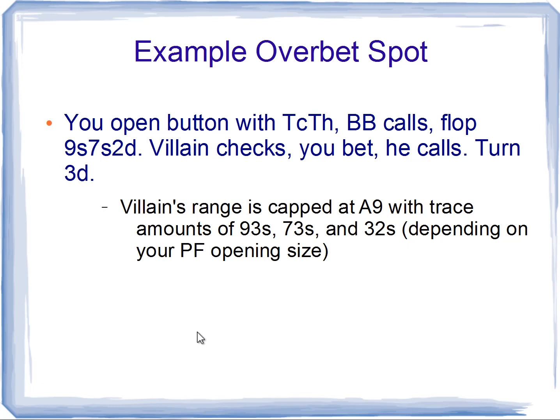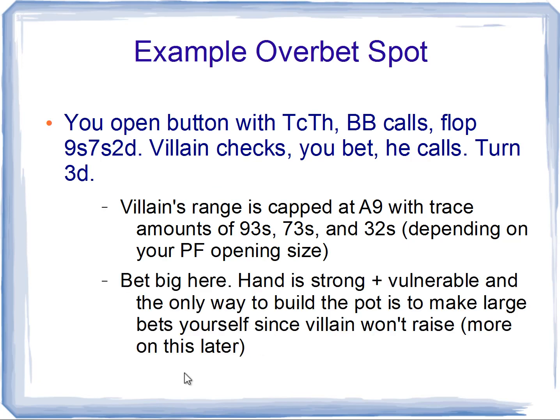with trace amounts of two pair, so he might have a couple of those two pair combos that we listed. I think you should have most of them, but it does depend on your pre-flop opening size. There's going to be very few hands in villain's range that beat an overpair here, namely pocket tens. So we bet big here. The hand's strong and the hand's vulnerable, and the only way to build the pot is to make large bets ourselves because our opponent's not going to raise.